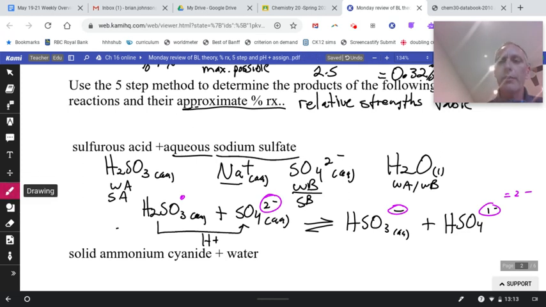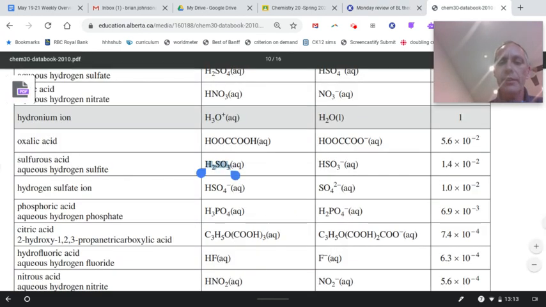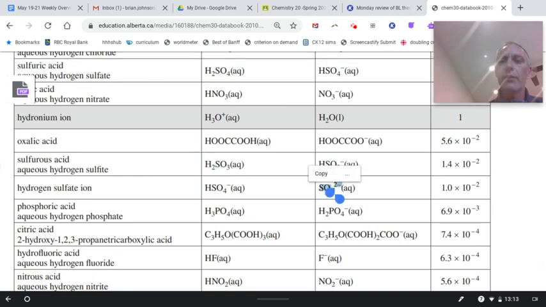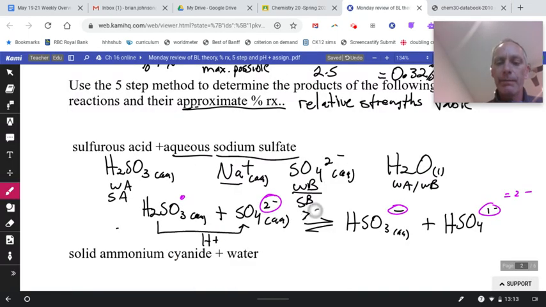Okay, all we have to do is percent reaction, and the acid is above the base, so it's greater than 50%. Favors products.